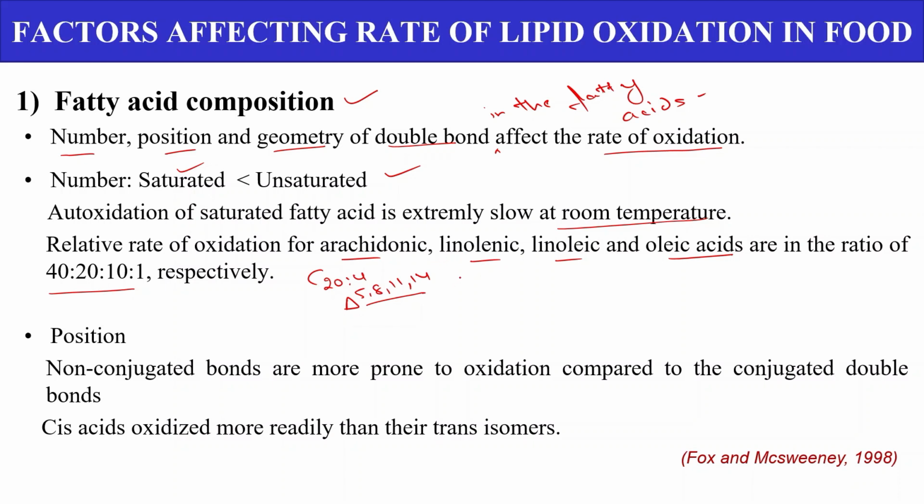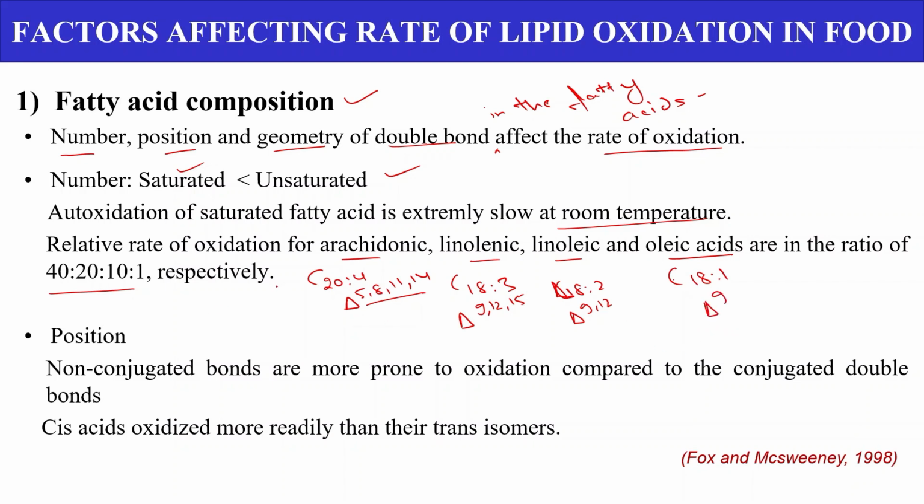Linolenic acid, I've told you, is C18:3 delta, it may be gamma or alpha. If it is alpha, 9, 12, 15, then we have linoleic acid C18:2, because there are 2 double bonds, so delta 9, 12. Oleic acid, how many double bonds do we have? A single double bond. So this is C18:1, with 18 carbon atoms, 1 double bond, and delta 9. So there is only 1 double bond, at the 9 position.